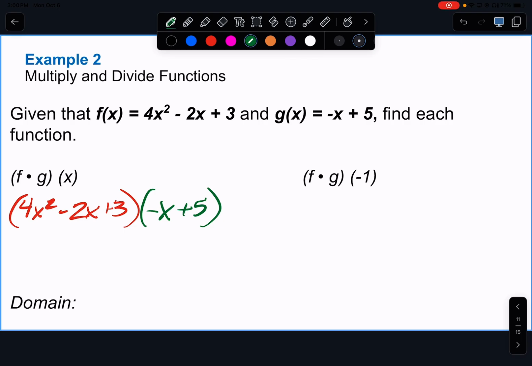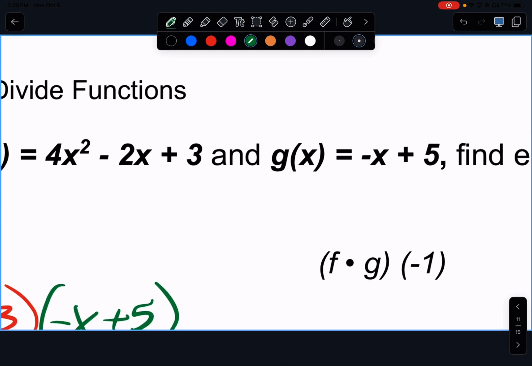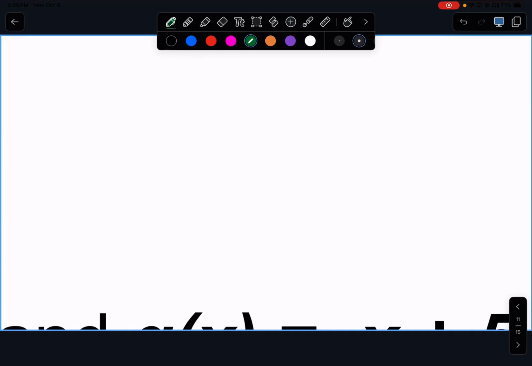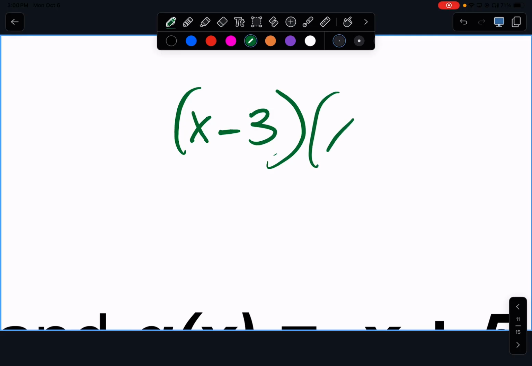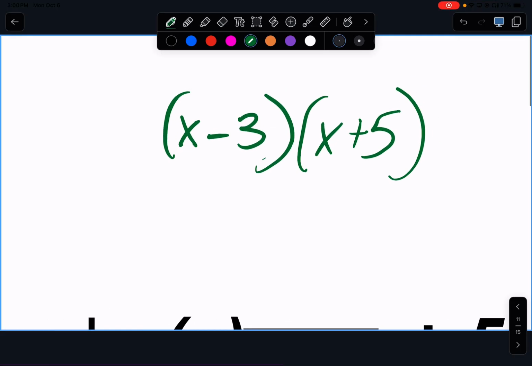Okay. Now, I want to remind you of something. I'm going to zoom in here quick up top. If I had x minus 3 times x plus 5, what would you do with that?